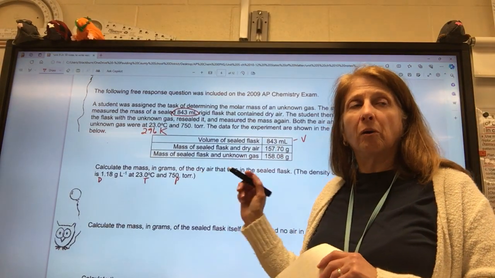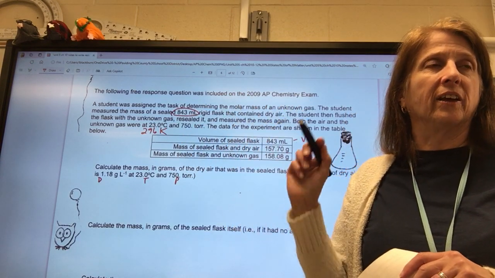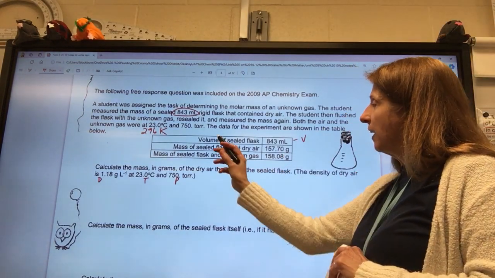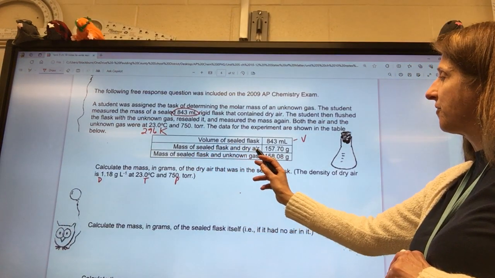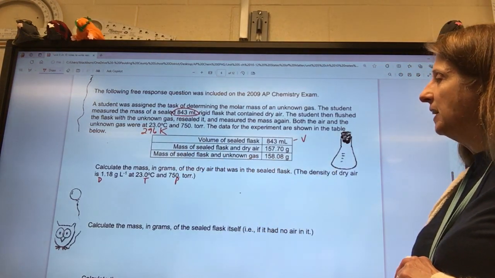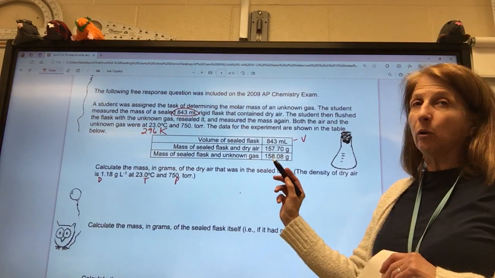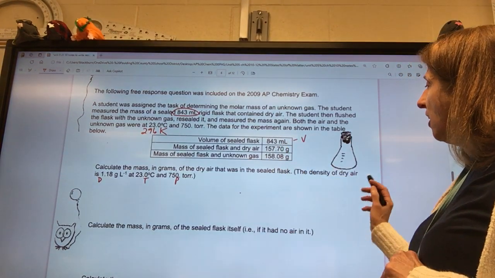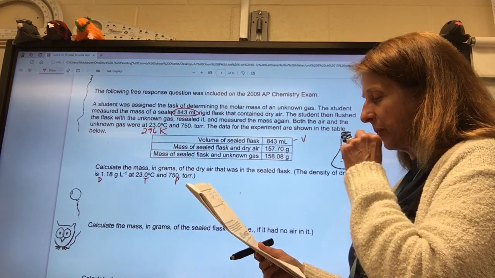Now, it would have been very smart of this student to have gotten the mass of their flask before they started the experiment. But they didn't. So we're going to have to work around it for them. They've got the volume of the sealed flask, the mass of the sealed flask and the dry air, and the mass of the sealed flask and the unknown gas. Calculate the mass in grams of the dry air that was in the sealed flask. See, that would have been easy if they had just gotten the mass of their empty flask. The density of dry air is this. That's the temperature, and that's the torr.